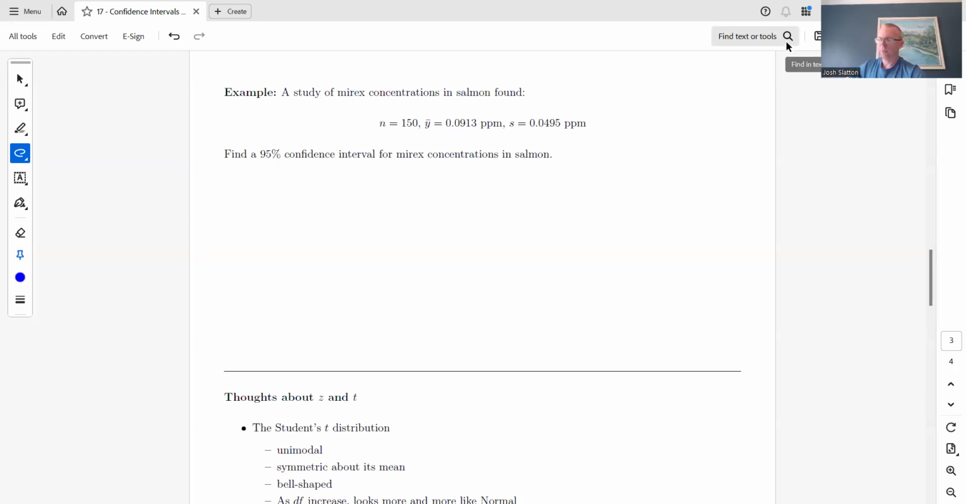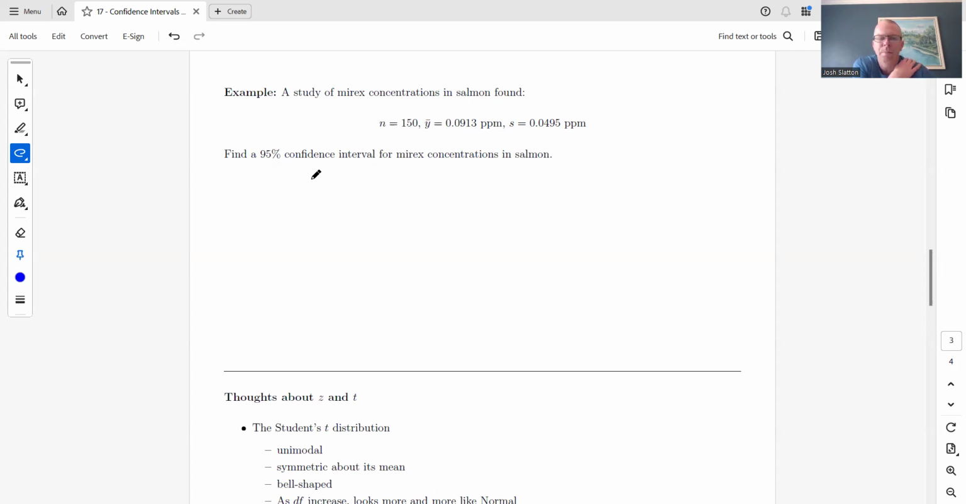All right, so continuing chapter 17, we're going to look at an example to find a confidence interval. Now, this is actually very easy with the TI calculator. So we need a 95% confidence interval here. We have our sample size, we have our sample mean, and then we have our sample standard deviation. And so the calculator will actually do all of this for you.